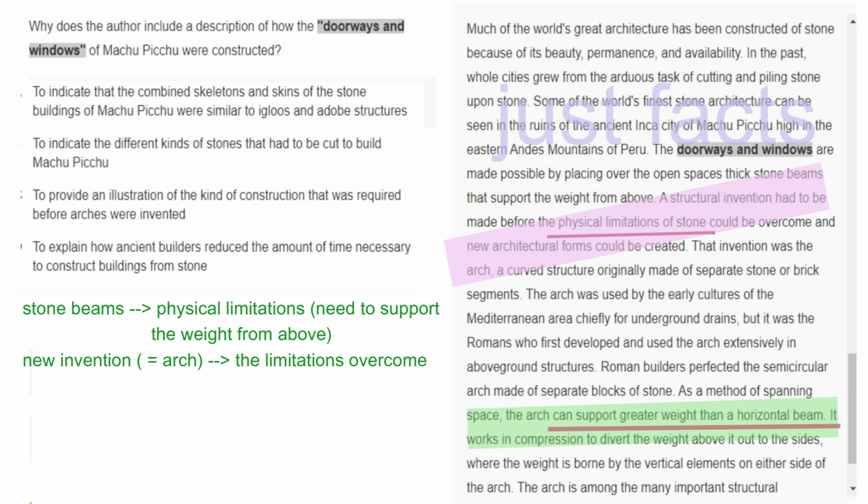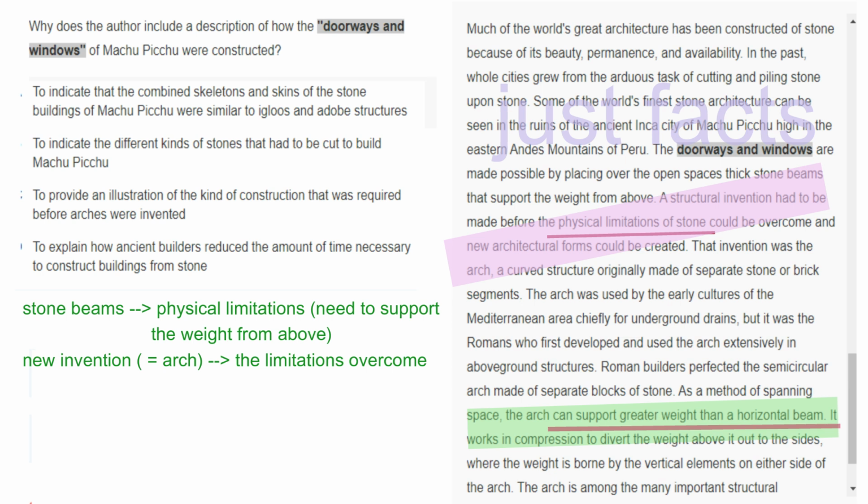C. To provide an illustration of the kind of construction that was required before arches were invented. This is the correct option. The description of using stone lintel beams to create openings at Machu Picchu illustrates the limitations and requirements of pre-arch stone construction, before the invention of arches allowed for new architectural possibilities, as the passage goes on to explain.